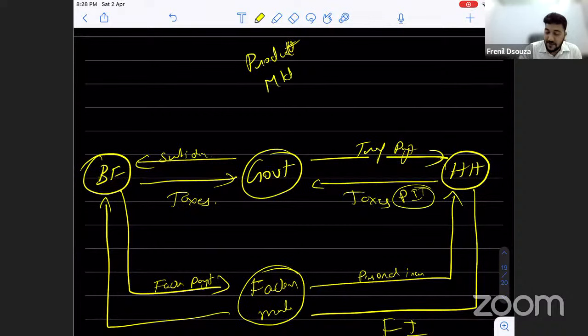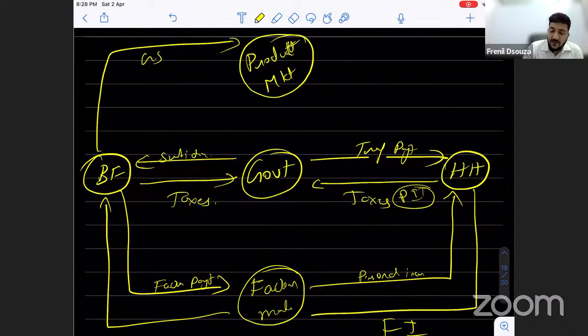So the product market. To the product market, what will the business firms give? They supply what? Goods and services. They supply goods and services, right?